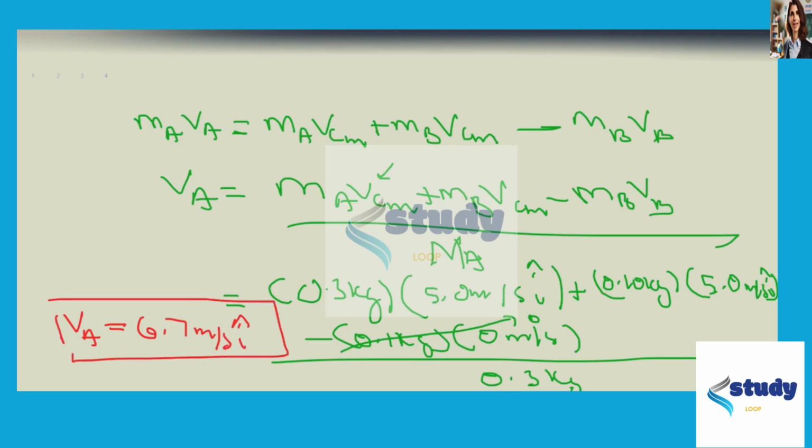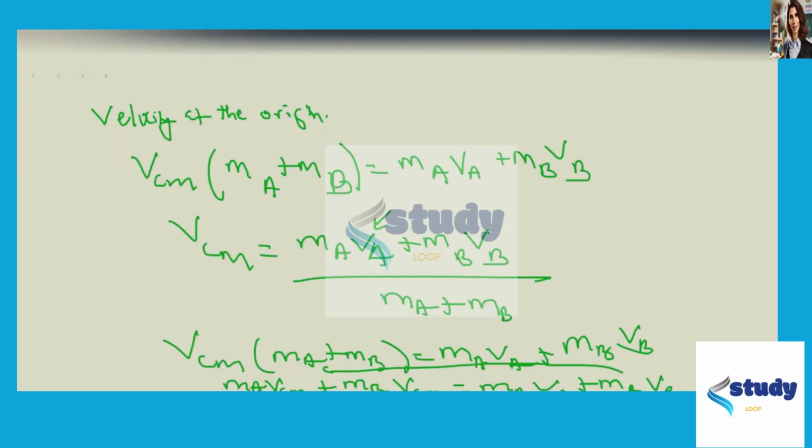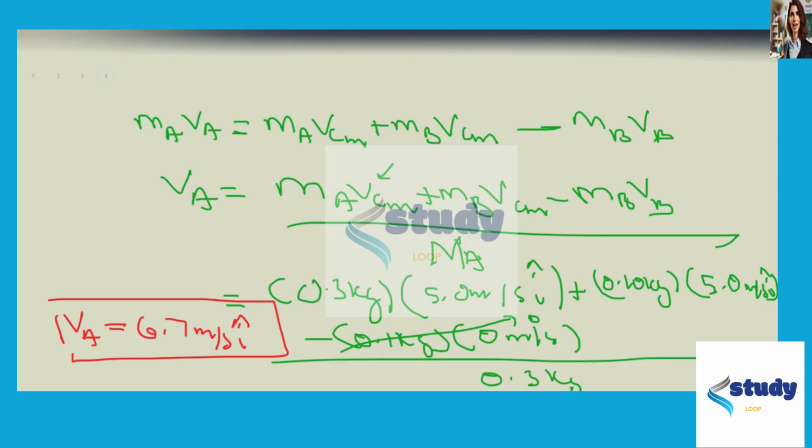And just one clarification, this part should actually be part C. This is part C, the velocity of the particle at the origin. So we skipped the step in part B, but we're going to go back. Remember, part B was asking about the total momentum of the system, and so we'll do that on a new page.